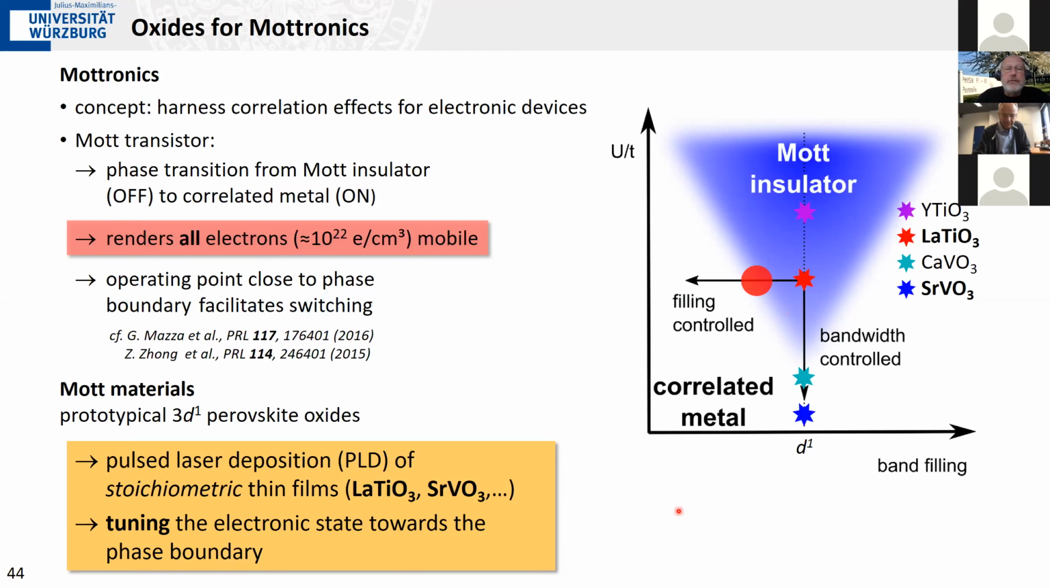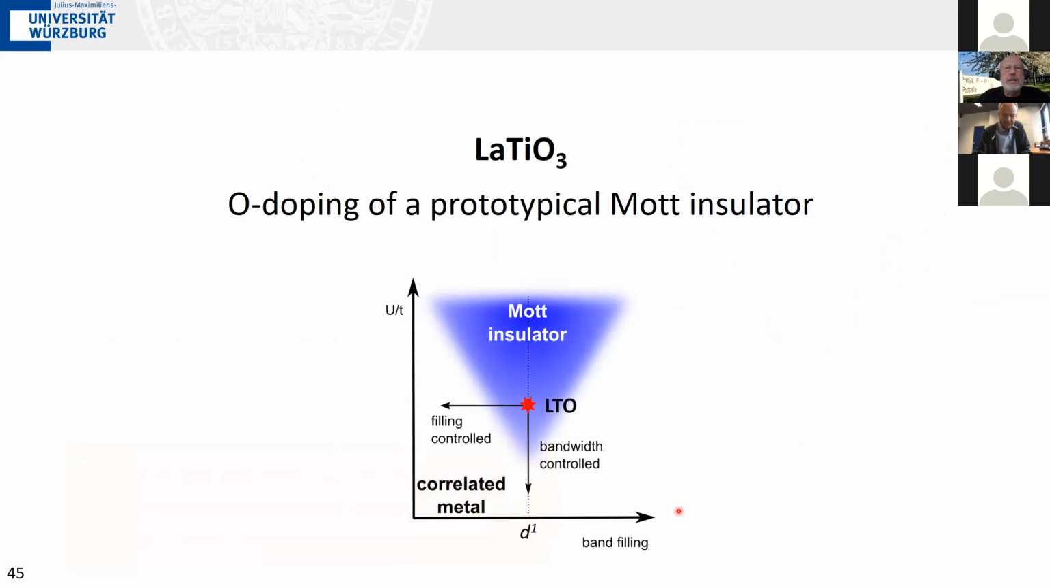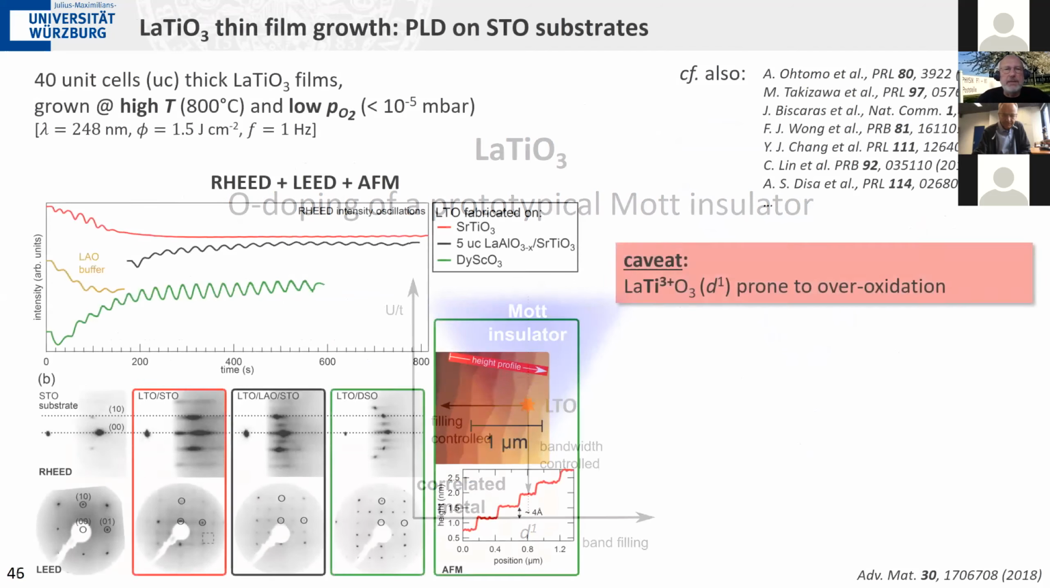But for that, you need, first of all, to grow these materials as thin films, because at the end you want to make a device out of it. So you cannot do it just with a simple single crystal. You want to do it with thin film, epitaxial thin film deposition methods. And that's some challenge, as I will show you here, for example, for the case of lanthanum titanate, which is one of the prototypical Mott insulating systems in this business.